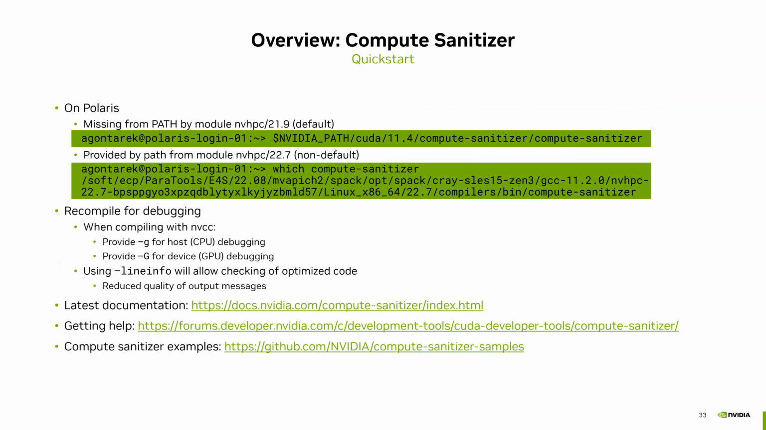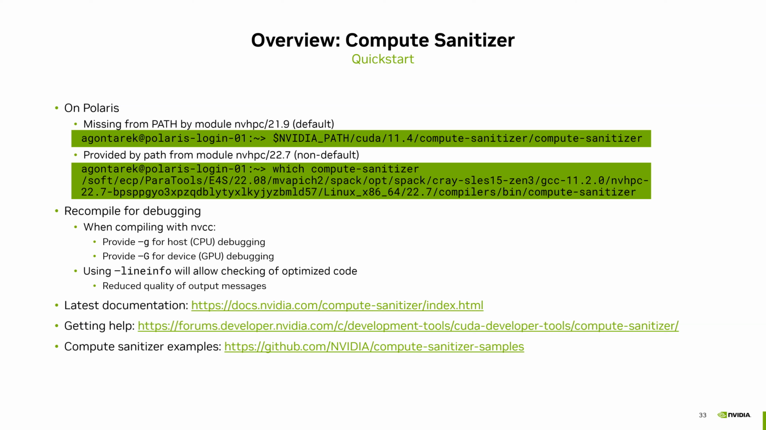So on Polaris, the Compute Sanitizer is missing from the path with the default NVHPC module. I had to construct this path to get at the Compute Sanitizer location, so I can set my path to point at this. I also saw that there was a newer NVHPC 22.7 module, which was non-default, and it would be with a mismatched driver. So you'd be running with the older driver but a newer CUDA toolkit, which works in many instances. If I loaded that, then I did have Compute Sanitizer in my default path.